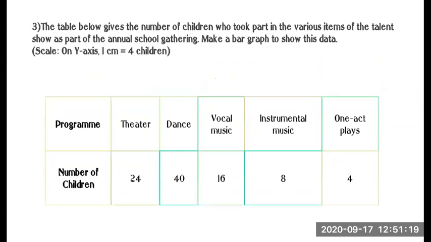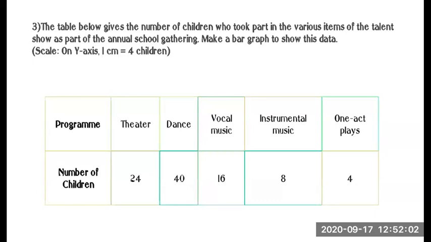Here the third question is, the table below gives the numbers of students who took part in various items of the talent show as a part of the annual school gathering. Now you have to make a bar graph to show this data. Scale is also given. Scale on the y-axis is 1 centimeter equal to 4 children.